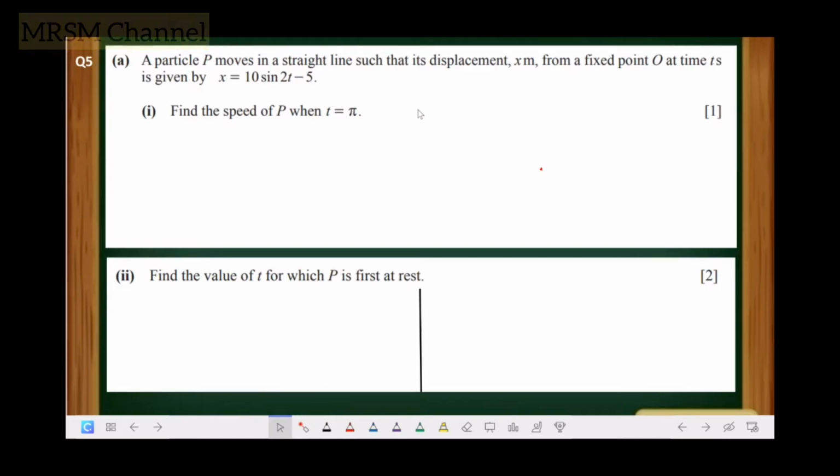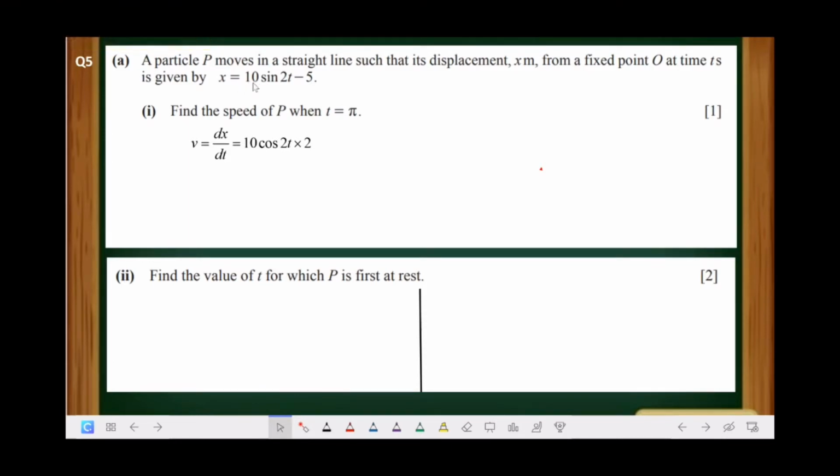Okay, so find the speed of P when t is equal to pi, dia kata. Okay, nak cari speed sekarang ni. Speed, velocity, sesama je. Nak cari speed, kita kena differentiate kita punya X. Okay, differentiate X, so differentiate dapat dx dt. Okay, 10 sin 2t minus 5 ni.